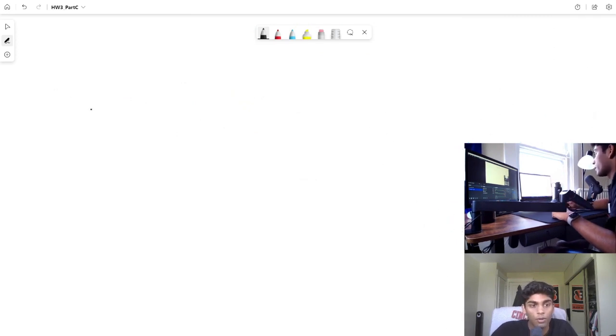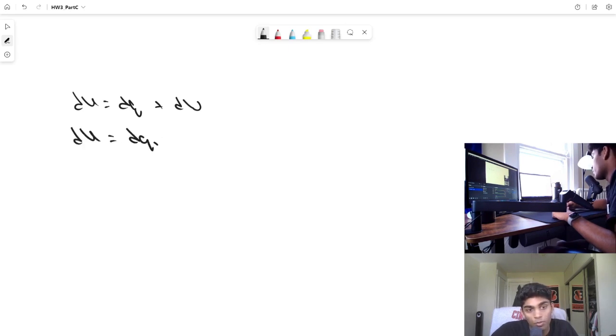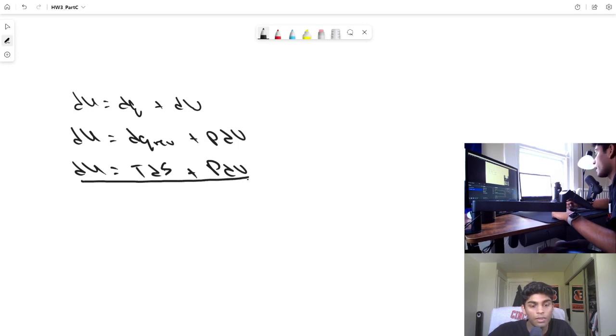So, first law of thermodynamics, dU is equal to dq plus dw. Inversely, we get dU is equal to our dq rev plus PdV. And further on, we can use our predefined TdS plus PdV. And we'll keep this like that.